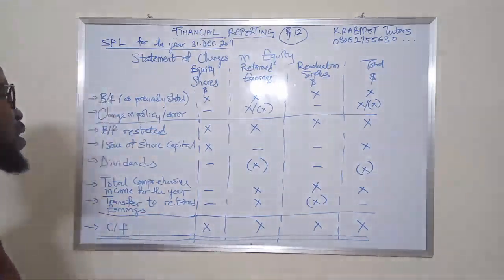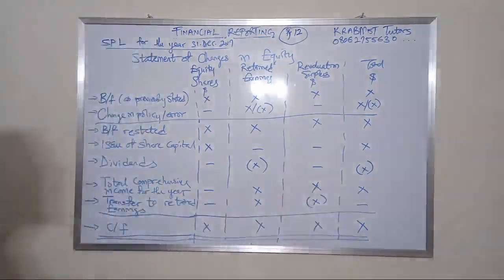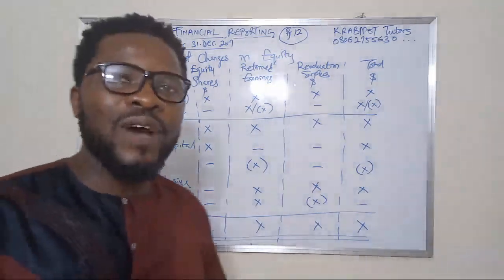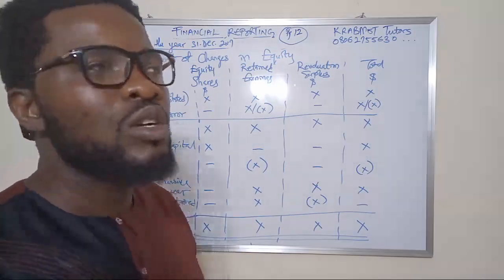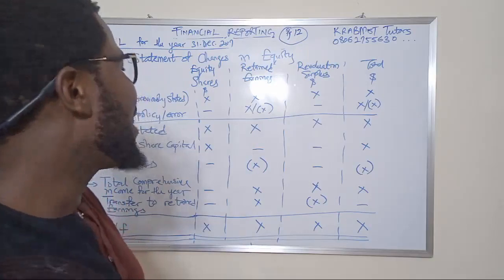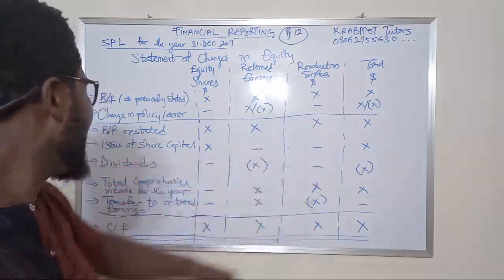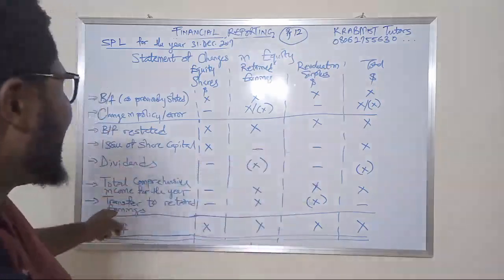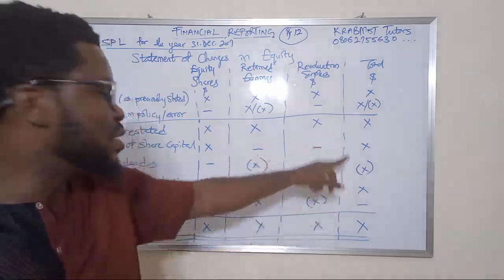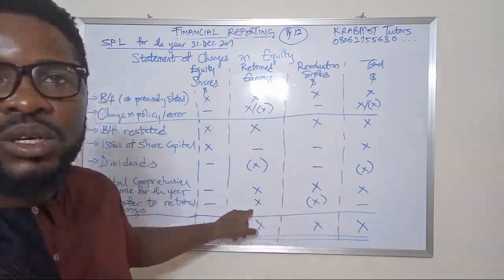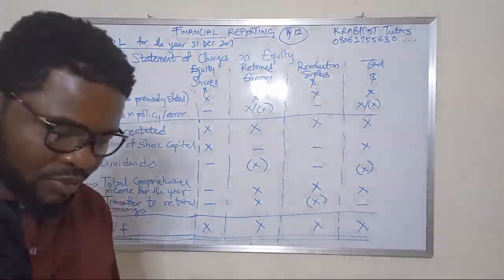The total comprehensive income is a combination of these. Then transfer to retained earnings. When we valued our building from 100 million to 120 million, we transferred 20 million in here. By the time we want to sell it, in terms of transfer to retained earnings, we will put negative 20 million here to cancel this out and transfer it to the retained earnings. That's just to give an idea of the statement of changes in equity.